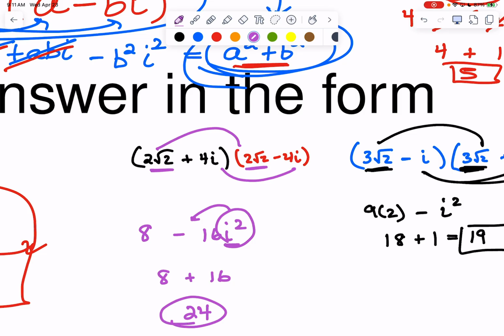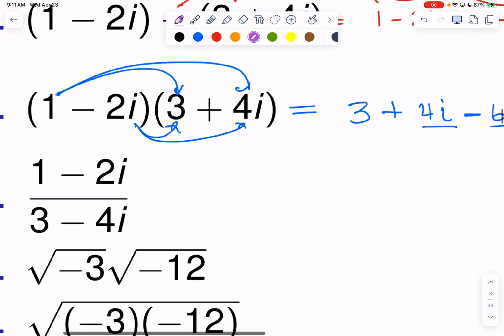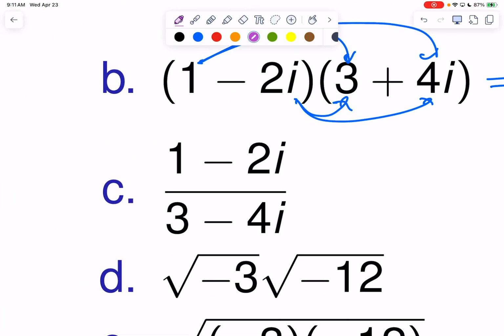Multiplying conjugates. It's so easy. All right, so with that said, how do you get rid of an i in the denominator when it's a binomial? Use the conjugate. What is the conjugate of 3 minus 4i? We're going to multiply by 3 plus 4i. But whatever we do to the bottom, we must do to the what?